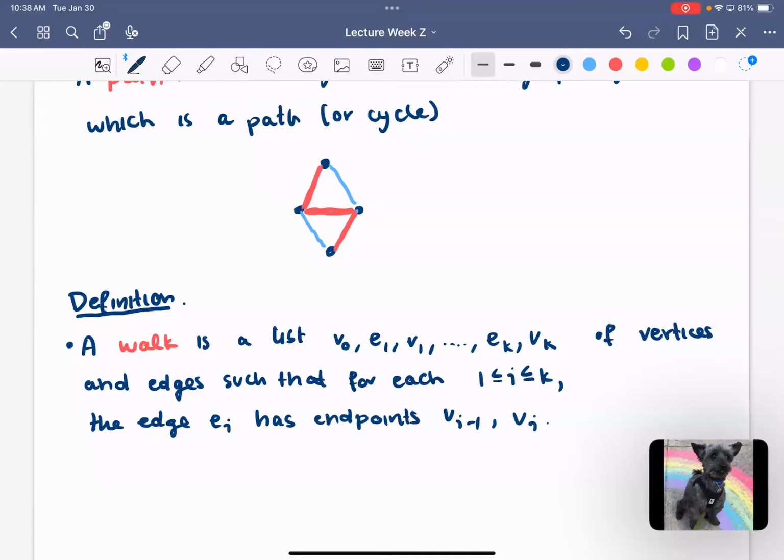Okay, so this is just instructions for how to go from some vertex V0 to some vertex VK by walking through the specified edges and vertices. And then a trail is a walk with no repeated edge.